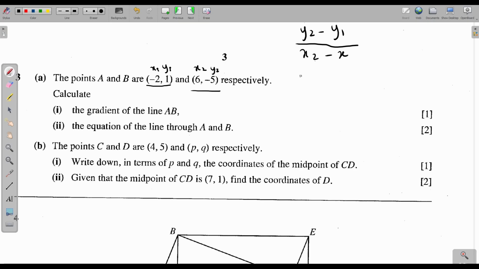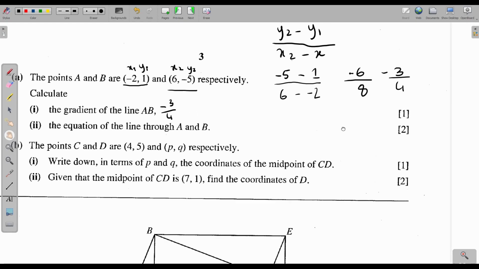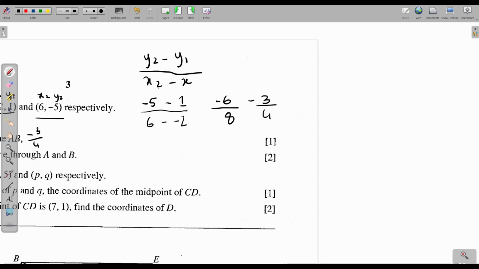But anyways, let's do minus 5 minus 1 over 6 minus 2. All right, so minus 5 minus 1 is minus 6, and 6 minus 2 is 4, so this becomes minus 6 over 4, or minus 3 over 2. So gradient of line AB is minus 3 over 2. All right, part 2 is the equation of the line through A and B. So all we need to do is now take this gradient and make an equation out of it.